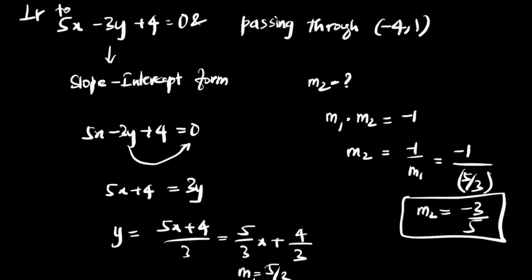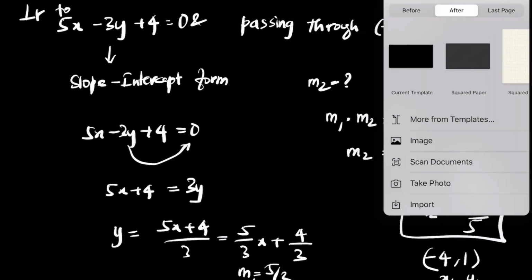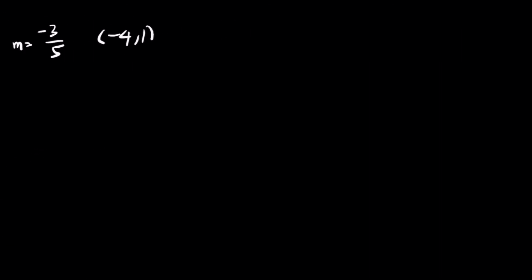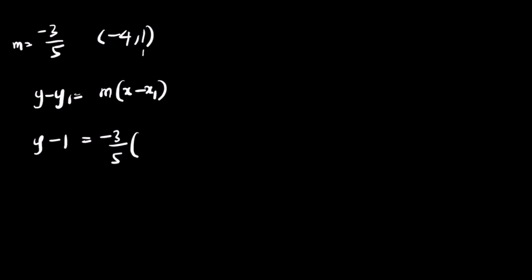Now you have the slope and you have the point (minus 4, 1), which is (x1, y1). Now again, use the same method. You have minus 3 by 5 as the m and (minus 4, 1) as the point. So y minus y1 equal to m times x minus x1. So y minus y1 is y minus 1, equal to m, which is minus 3 by 5, into x minus x1, which is x minus minus 4. Don't forget that if you have a negative value, write it in a bracket so that it becomes easier to understand. So y minus 1 equals minus 3 by 5 into x plus 4.